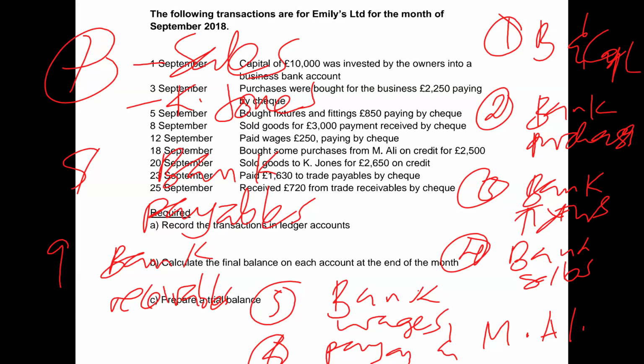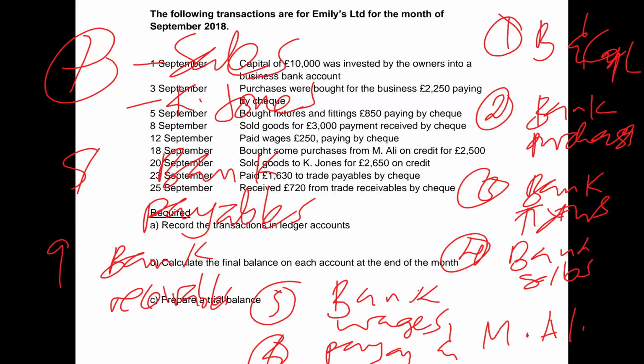Where are we? Your 23rd transaction, September. 23rd. Yeah. Oh, okay. So it says paid 1,630 to trade payables by check. So it will be credited. Yeah, we paid by check. And we then paid this. So payables will be receiving our check. Our bank is giving, credited.